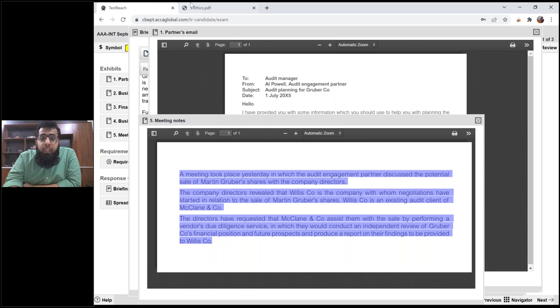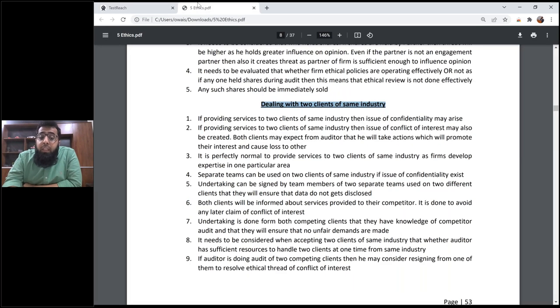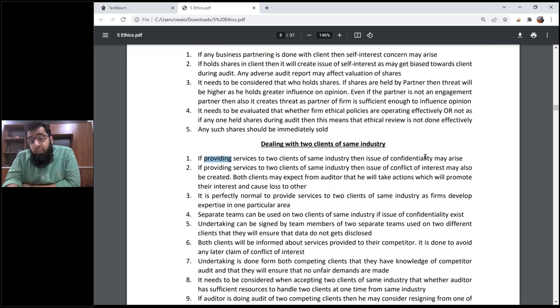So if we are dealing with two clients of the same industry, what we need to understand is that there can be issues of confidentiality. There can be issues of conflict of interest. Why? Because both clients will require that we help them with their interest. Then you can refer that it is normal that such services are provided. We deal with multiple clients of the same industry. Now, this specific heading will not fit into your situation.